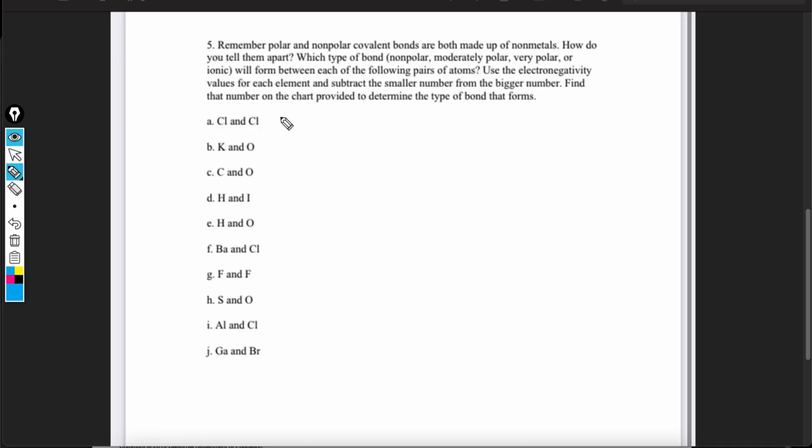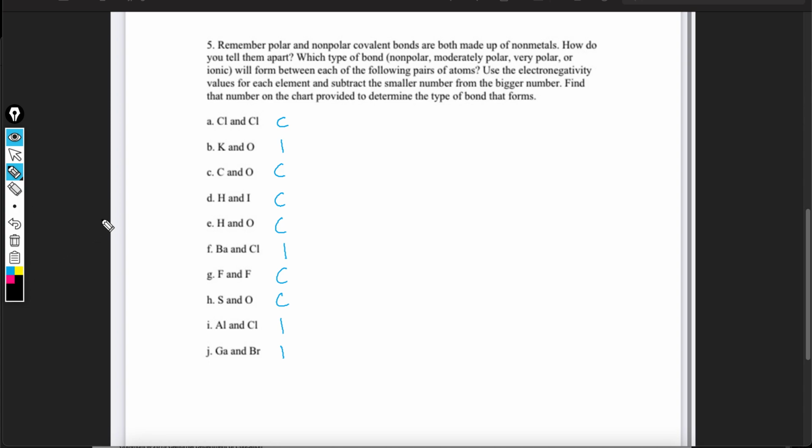I'm going to abbreviate to save time. Chlorine and chlorine, covalent. K and O, ionic. Barium and chlorine, ionic. Those are ionic because we have a non-metal with a metal. Oh, sorry, these two are both non-metals, that's why they're covalent. So just remember, the answers are covalent and ionic.